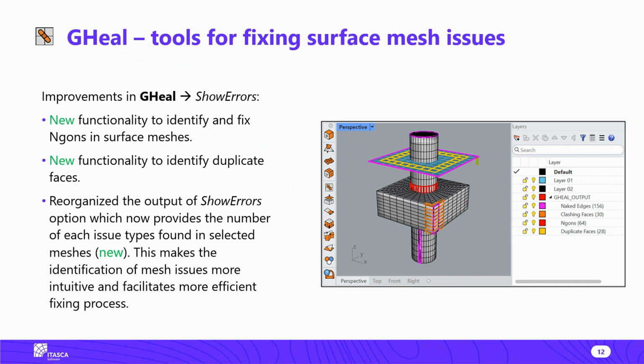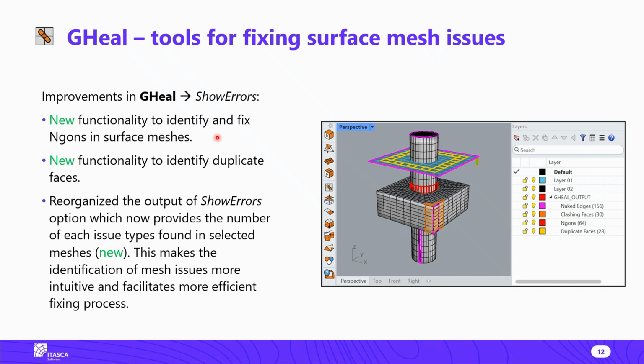All right, we're back at the presentation, and now let's talk about G-heal, which is comprised of tools for fixing surface mesh issues. G-heal in Griddle 3.0 received some significant improvements, and we'll first start with the functionality show errors. First, there is a new functionality or logic to identify and fix n-gons in surface meshes.